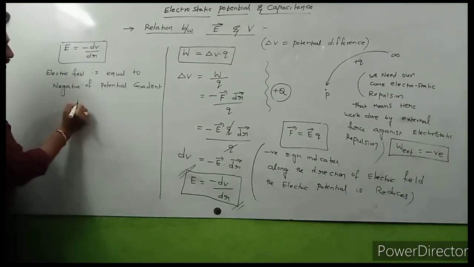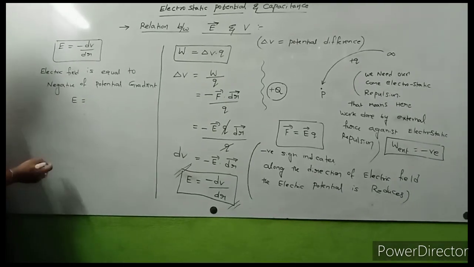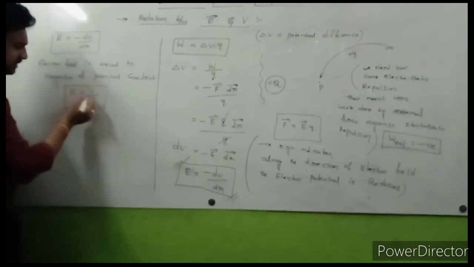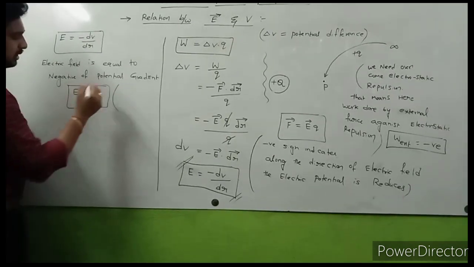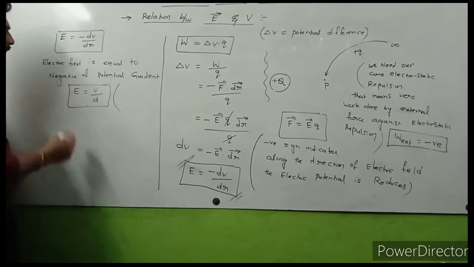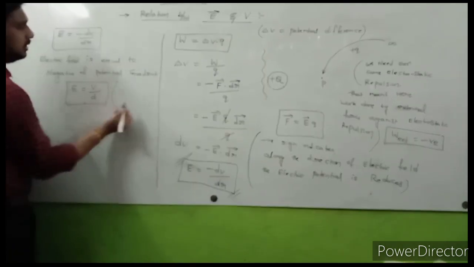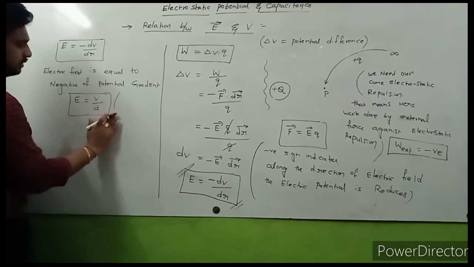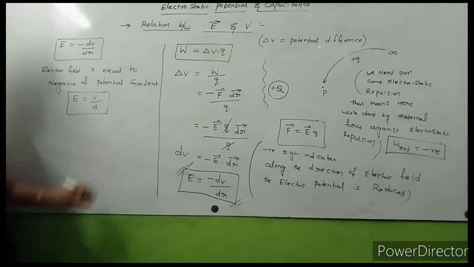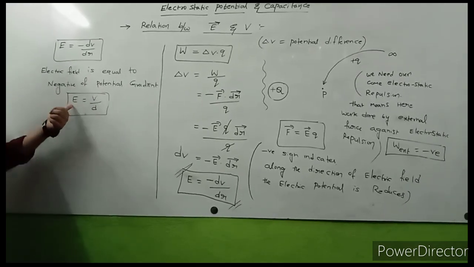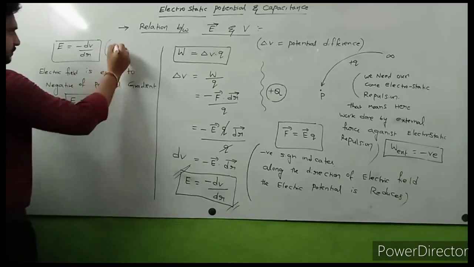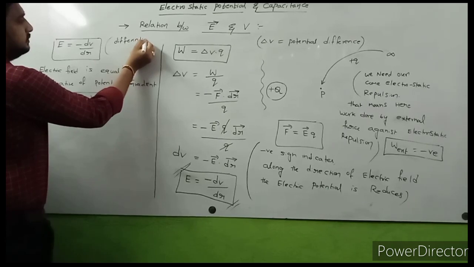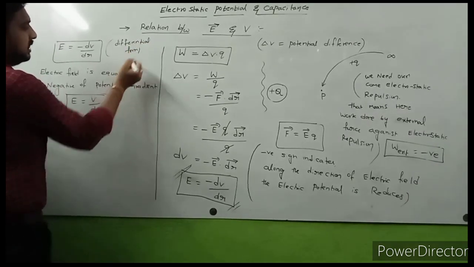If you consider it in general form, E is equal to V by D. This is the general formula. If V is constant and D is constant, we consider this formula. Am I right? So the general electric field formula is V by D. This is the differential form, and this is the general form.